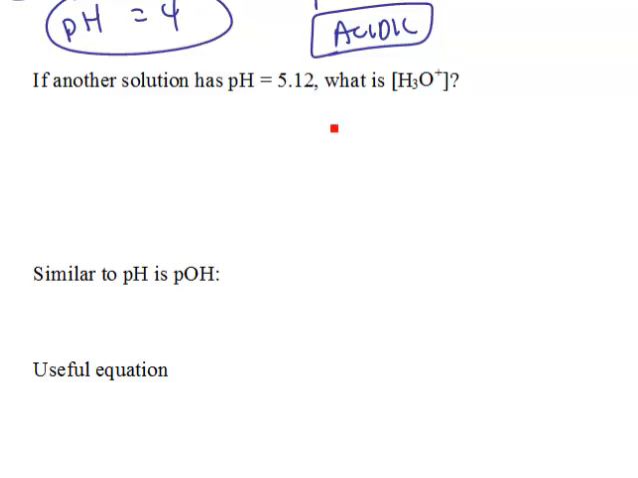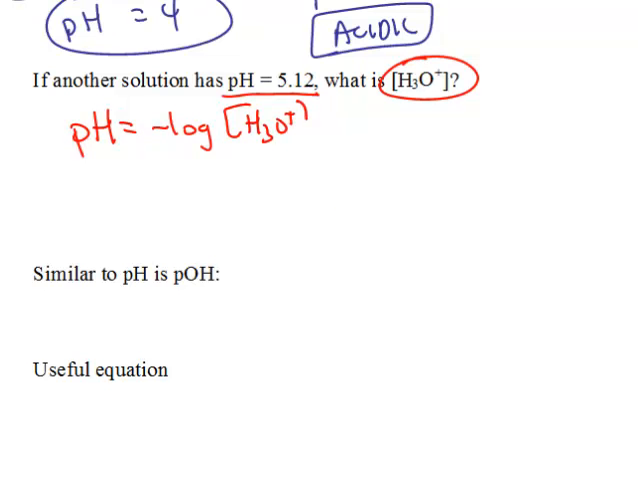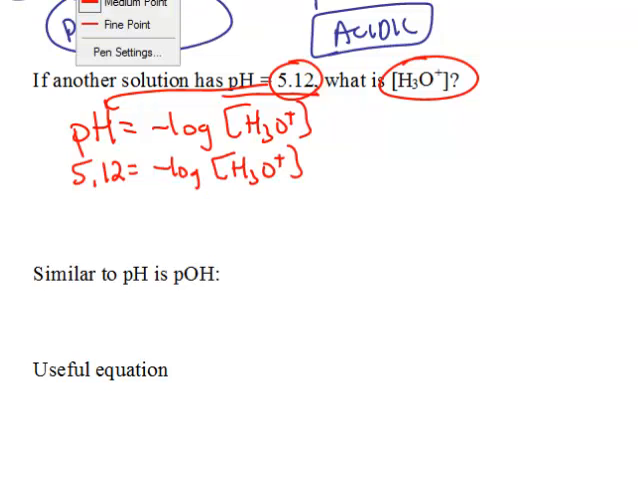Here's a problem that's basically the reverse of the last one we worked. In this case, you're given the pH and you want to figure out hydronium. The definition of pH is the negative log of hydronium concentration. This time we know the pH is 5.12. So we have to do two things to get the hydronium.